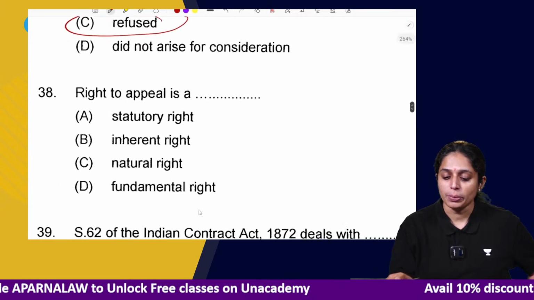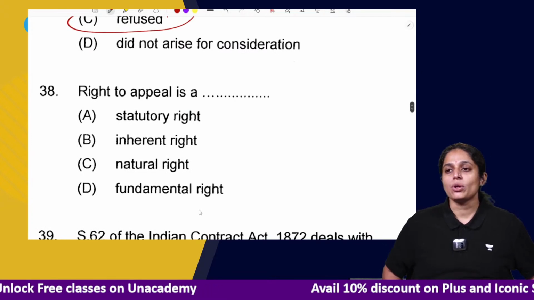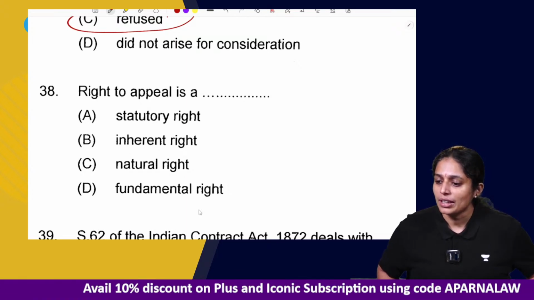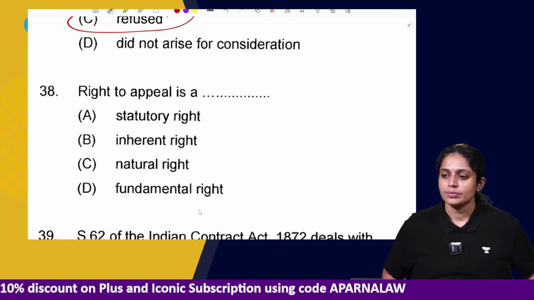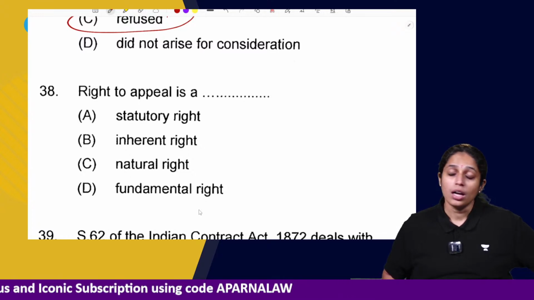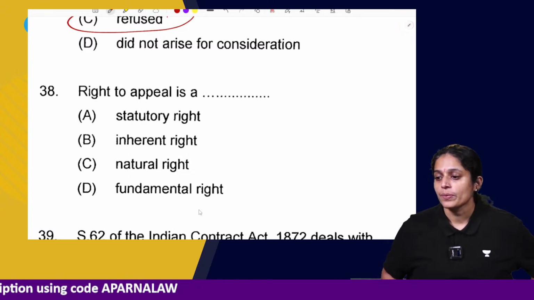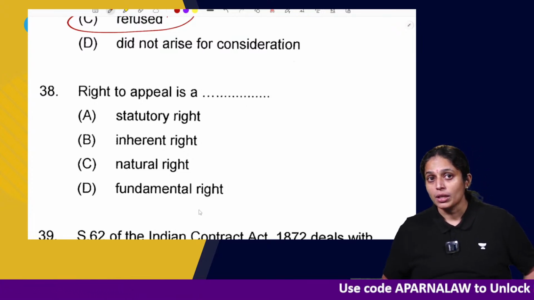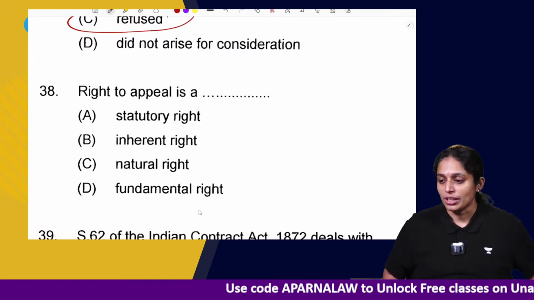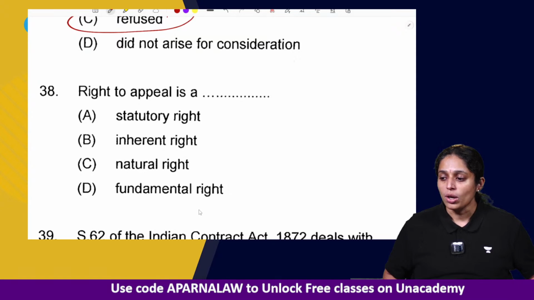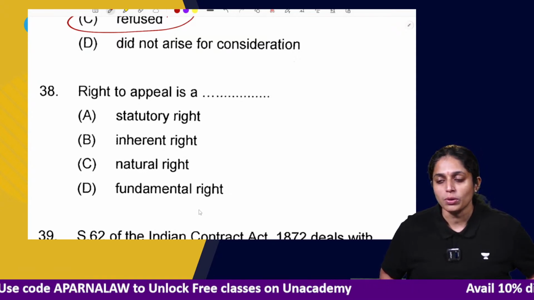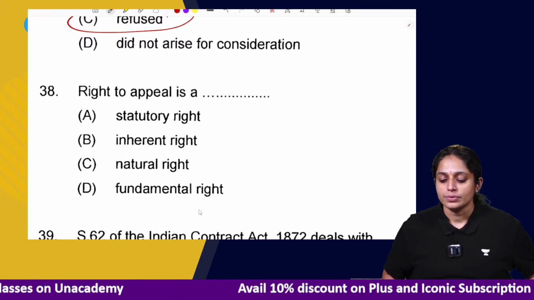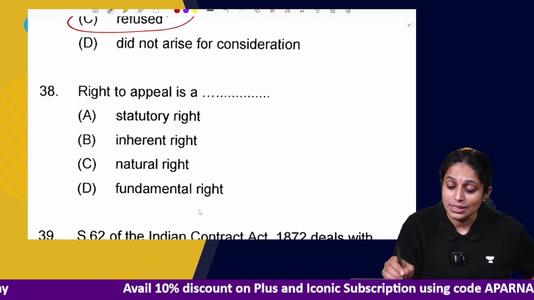38th question. Right to appeal. What is the right to appeal? Right to appeal is: A, a statutory right; B, an inherent right; C, a natural right; and D, a fundamental right. Then what is the right to file a suit? Right to file a suit is an inherent right. Anyone can file a suit. But can you go for an appeal as a natural right or an inherent right? Or only if the statute provides, would you be filing an appeal? Right to appeal is a statutory right.